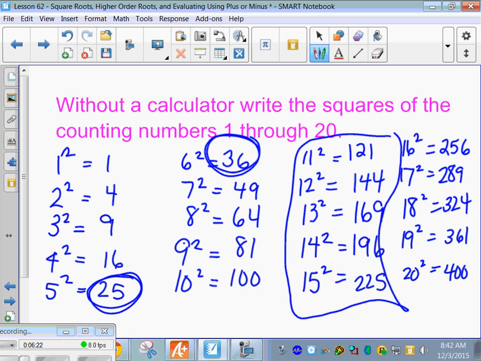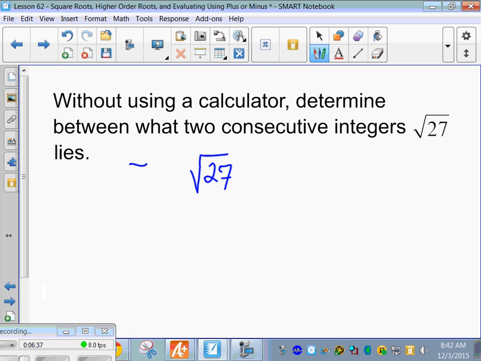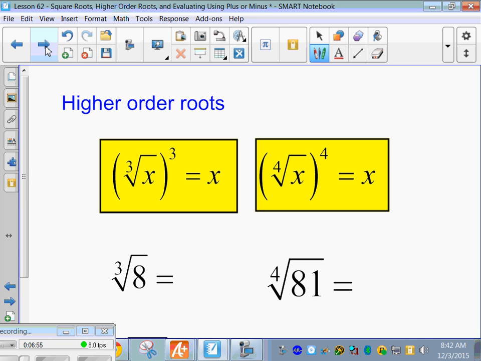Because it's between 25 and 36, which one's it closer to? 25. So my answer is going to be closer to which number? 5, right, if we're taking the square root of it. It's going to be in between 5 and 6. So we write it like that: 5 is less than the square root of 27 is less than 6. So the square root of 27 is in between the whole numbers 5 and 6, but probably closer to 5 because 27 is pretty close to 25. So we can make a good estimate. Be sure you do not use a calculator on those so you get practice.